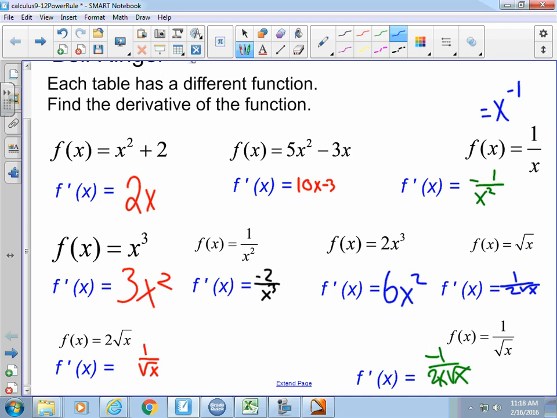Working on that one? Move the 3 to the front, drop the power by 1. So how do I do that? x to the -2. Okay, -2 in front, x to the -3. Who did this one? How long did that take you? It hurts your feelings a little. It's that quick, doesn't it? We figured out the power. This is not like a time saver. This is like a game changer, right?